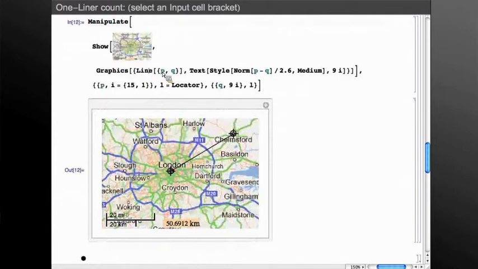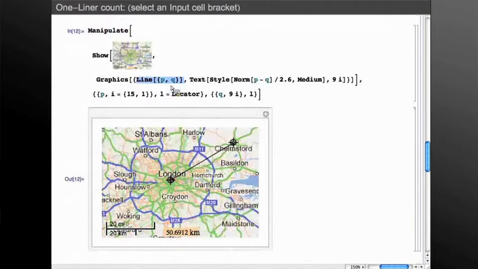The graphic consists of the line, which goes between the two locators, P and Q. There are some assignments in here that they use to save characters. And then the text label at the bottom takes the norm of P minus Q, which gives the distance between the 2 points. It scales it so that it corresponds to the units in the map and then displays that as a text item.